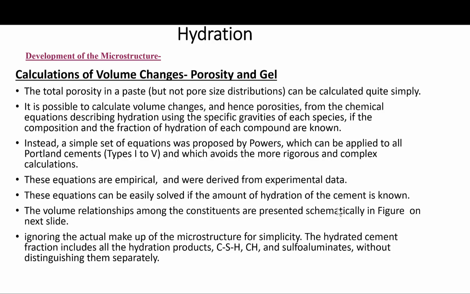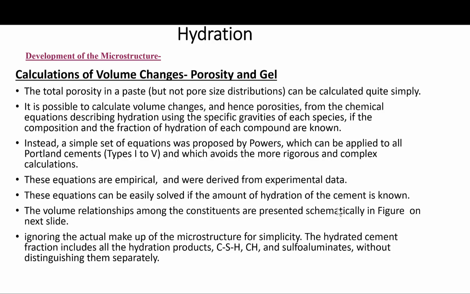The total porosity in the paste, but not the pore size distribution, you have to make this distinction, can be calculated quite simply. It is possible to calculate the volume changes and hence the porosities from the chemical equations describing the hydration using the specific gravities of each species, if the composition and the fraction of hydration of each compound of the Portland cement are known.